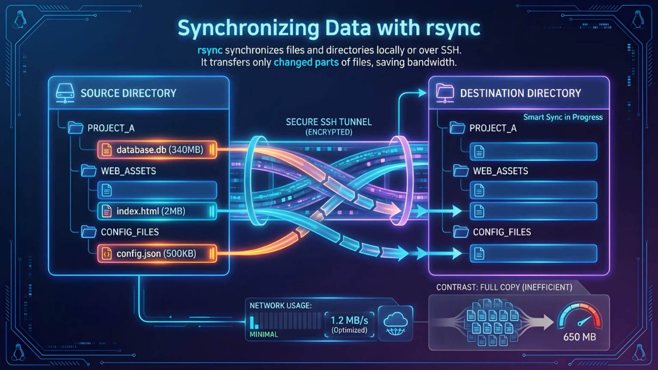Now next we will see the rsync command. So rsync synchronizes files and directories locally or over SSH. It transfers only the changed part of the files and saves bandwidth. For example, you have a file of 5 to 10 GB, already copied, and after that there is a slight change of 1 GB, so you need not copy the entire file. It will transfer only the changed part of the file and save the bandwidth.